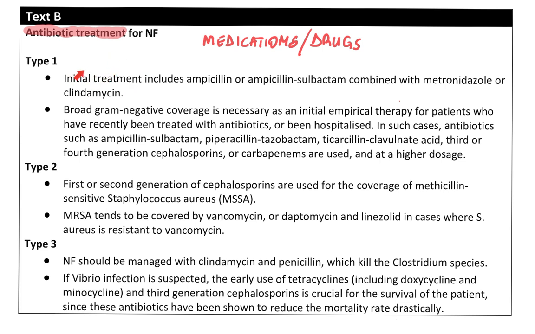We are in text B, antibiotic or medications. We are looking for tetracycline, so we can see tetracyclines here. All right, so we can start from here. If vibrio infection is suspected, the early use of tetracyclines, including doxycycline and minocycline. So the most important thing here is what we are looking for: vibrio infection or an infection. So we use tetracyclines to treat vibrio infection. You can decide to write just vibrio and avoid repeating infection because infection is already in the question.